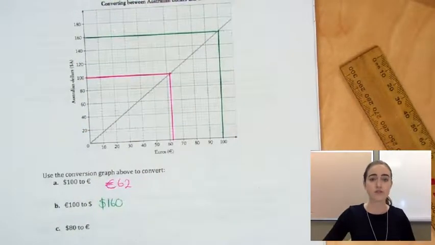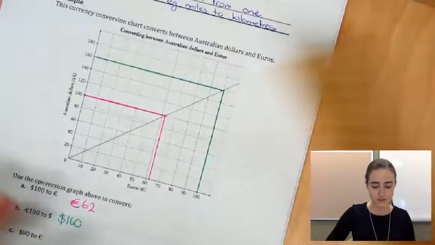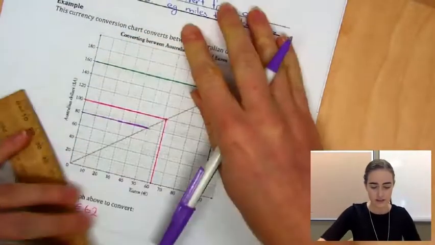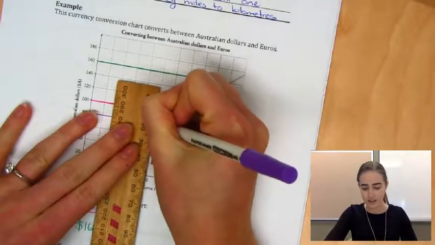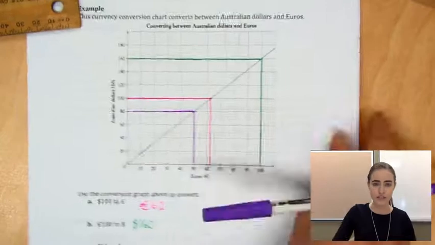All right, let's do two more just to see. So our next one was $80 into euros. So I'll go from 80 straight across. And then drop down once we hit that dark grey line that's going up through the middle. And that drops down to 50 euros.